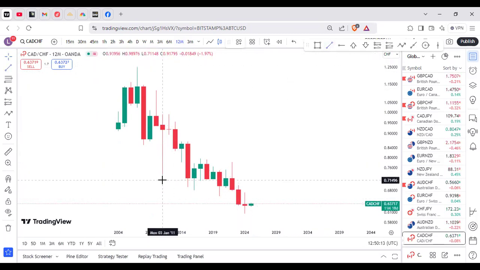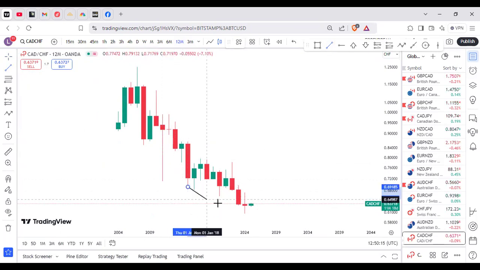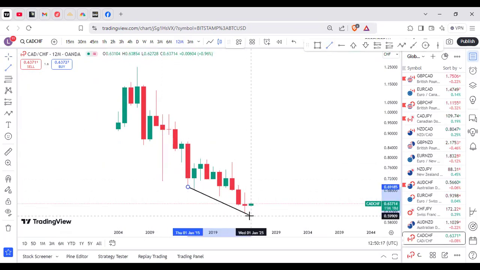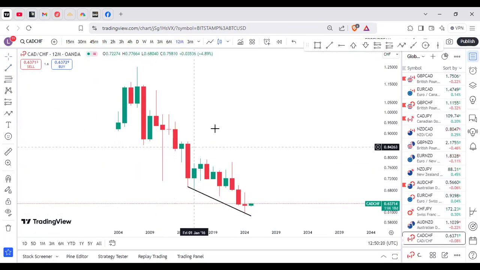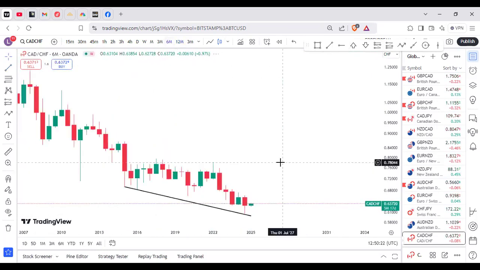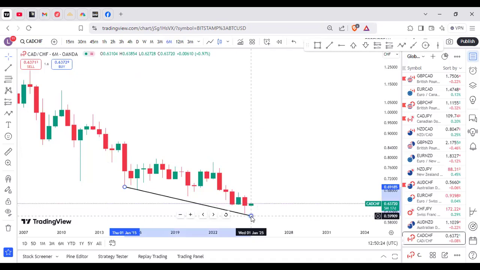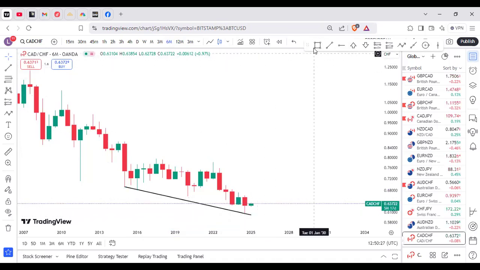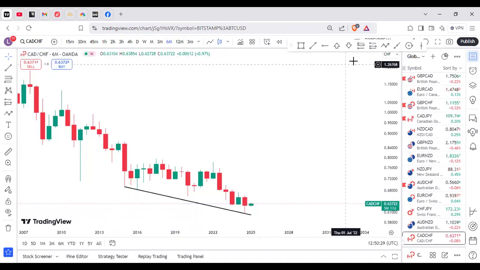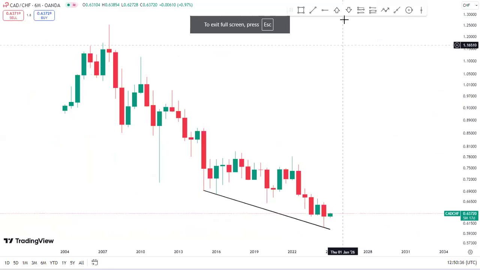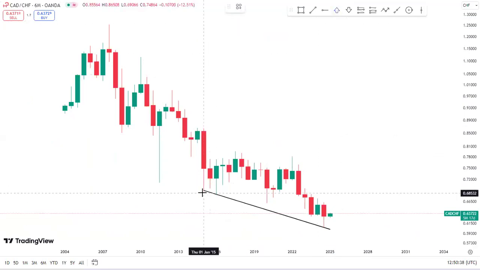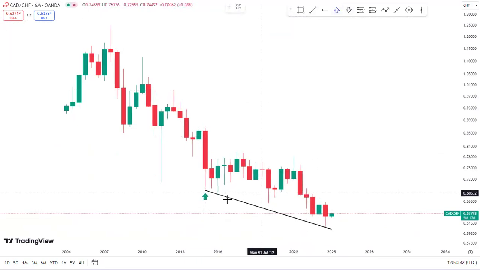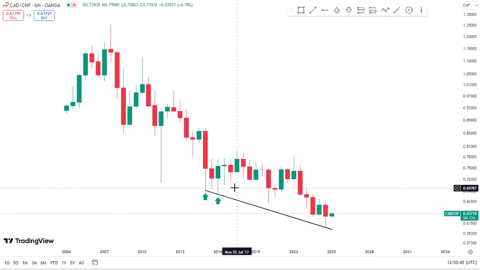Take your trend line with this. I think it's this one. Yeah. This is 12 months. Let's go to 6. It's more clear and visible. Can you see that? Here is our first time. First time. Second time. Can you see that?